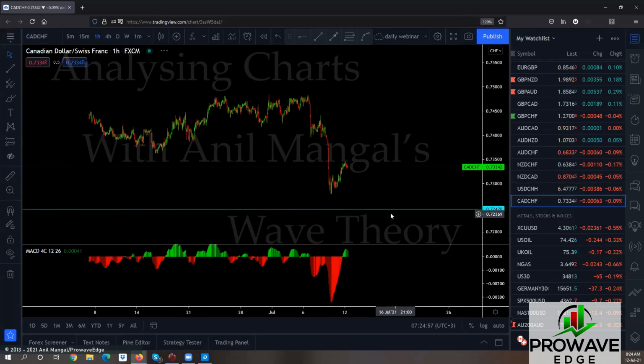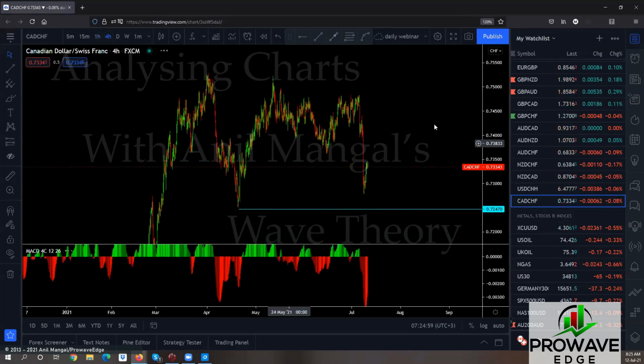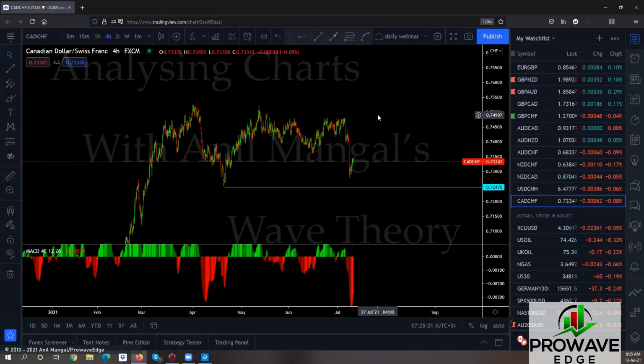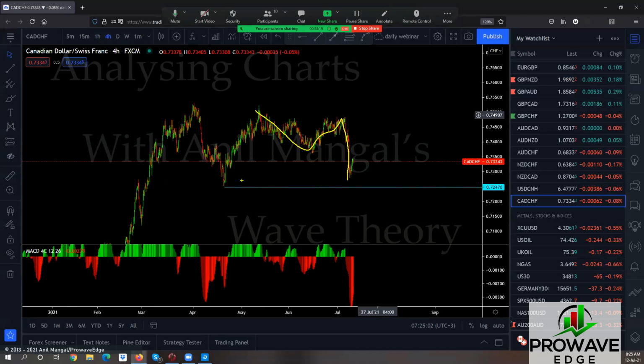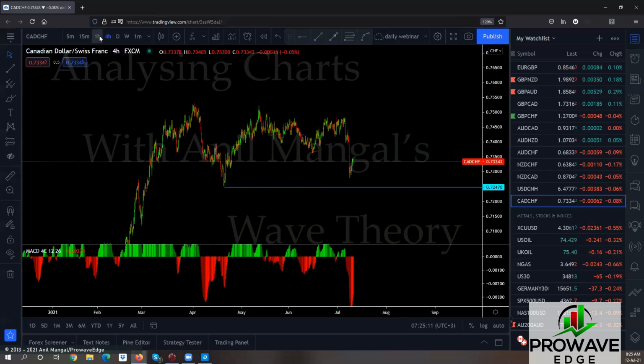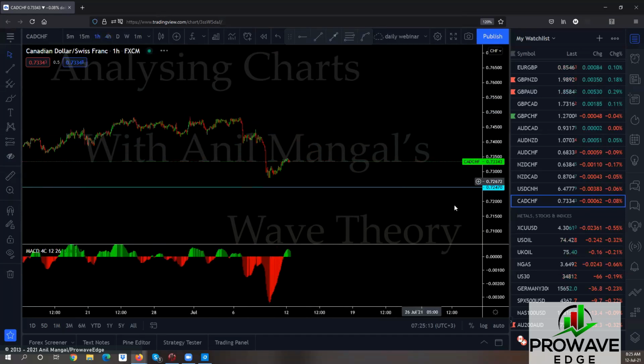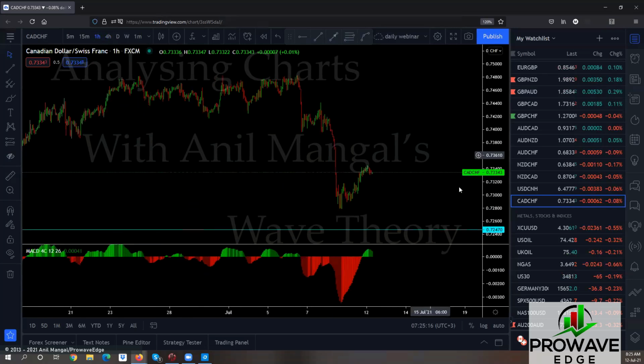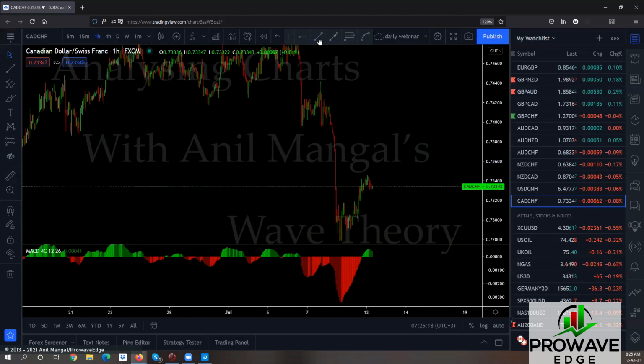CAD Swiss. Okay, this is the only one that is not going up, but downside. So now we've got 1, 2, 3. We have got 1, 2. We needed 3 up and then the downside. So this should go up. Yeah, it's not there as yet, but if we get a consolidation here, we can buy the break of the top.